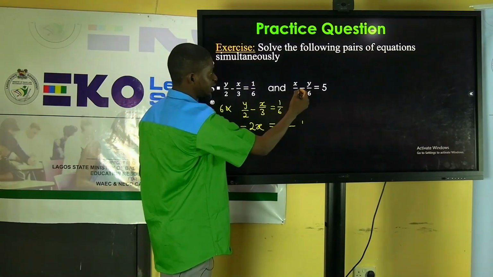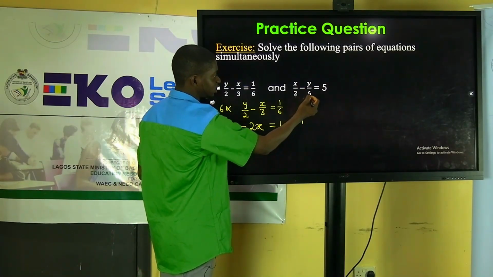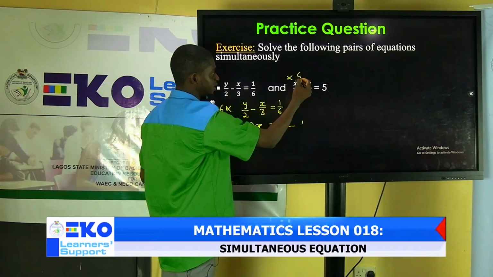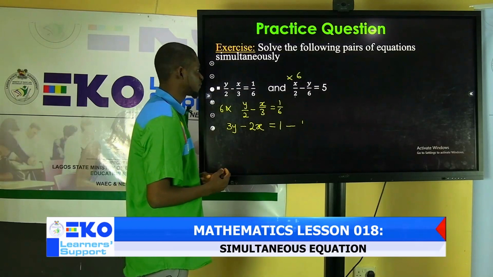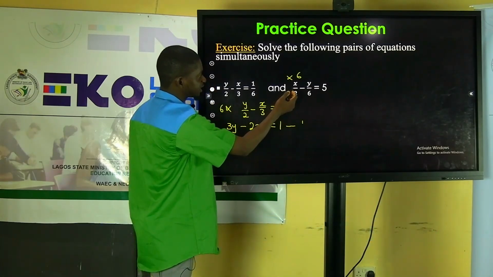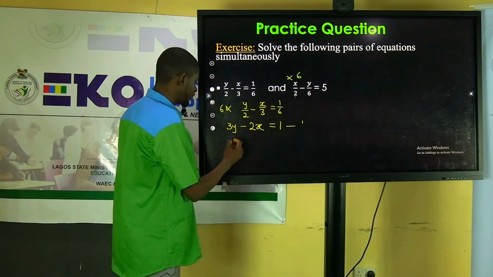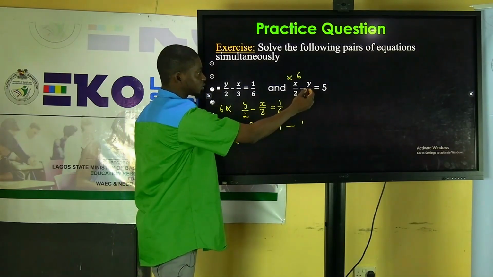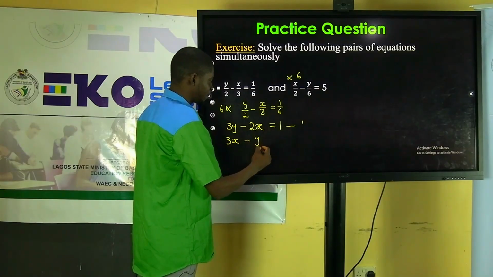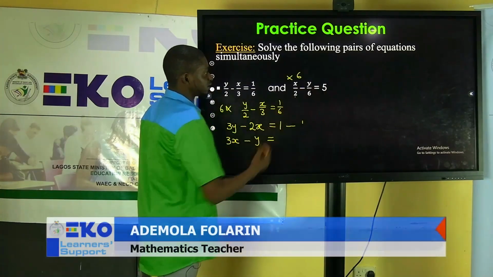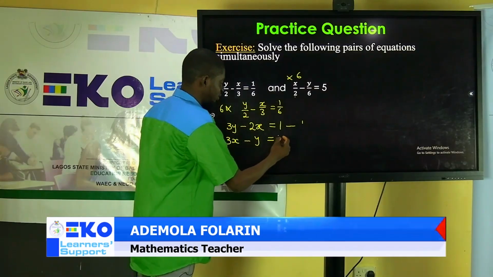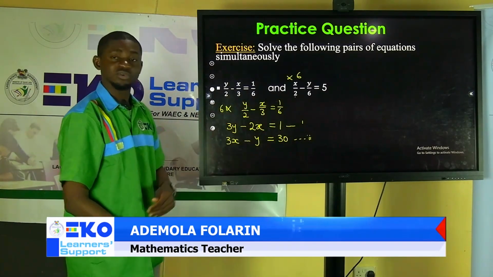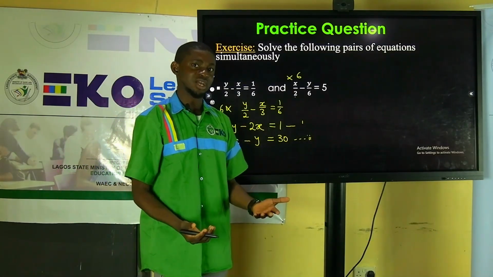We do the same thing here. What is this? 2, 6, and 1. We multiply the whole of the terms by 6, which is the LCM of the denominators. So when you multiply by 6, you have 6x divided by 2. That will give you 3x minus 6y divided by 6, that will give you y, equals 6 multiplied by 5, that gives you 30. That's equation 2. Now we have simultaneous equations that we are familiar with.